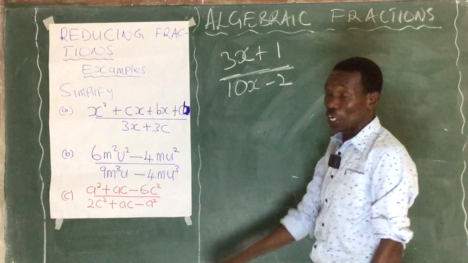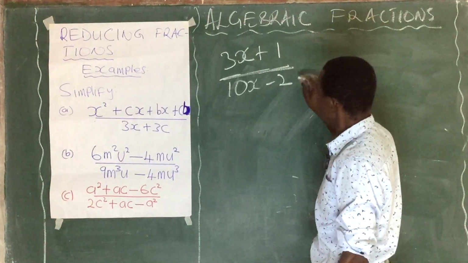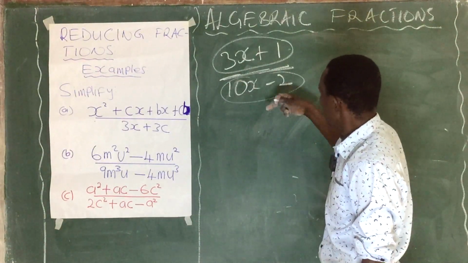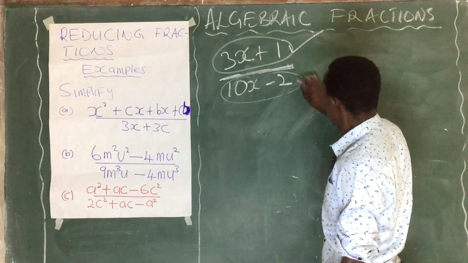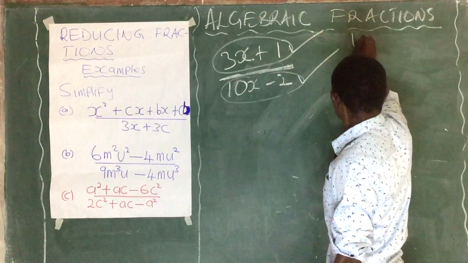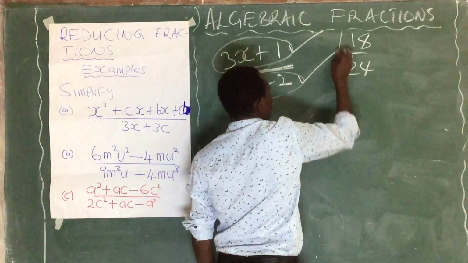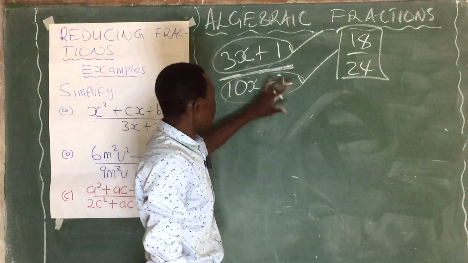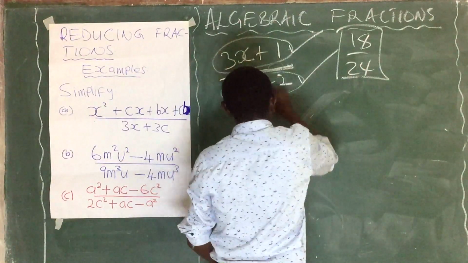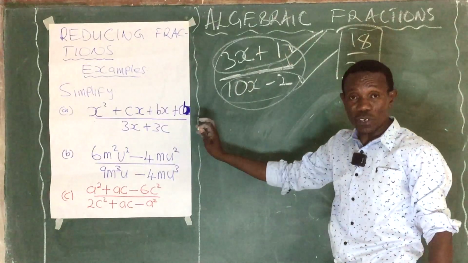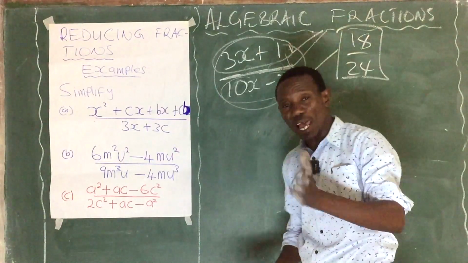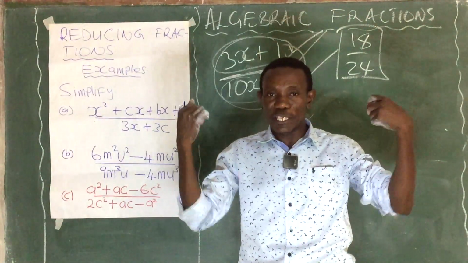What we have here is still a fraction. But we can see that the top part is an expression 3x plus 1, and the bottom part is also an expression 10x minus 2. We still consider this one as a numerator, this one as what? Denominator. So if you compare the two fractions, this one and 18 over 24, you find that they differ in one way: this fraction contains variable x, but this one does not. So this is the kind of fractions we would like to deal with, known as algebraic fractions. These are the fractions that we need to know how to add, subtract, multiply, and divide.